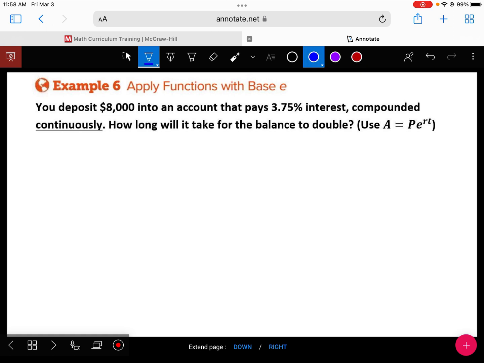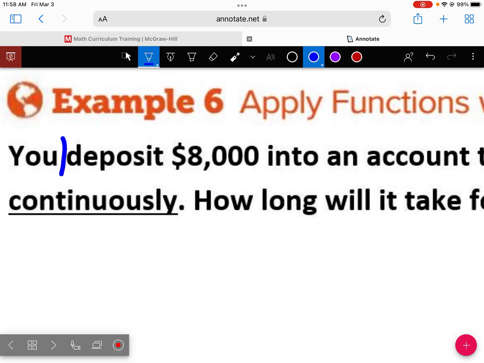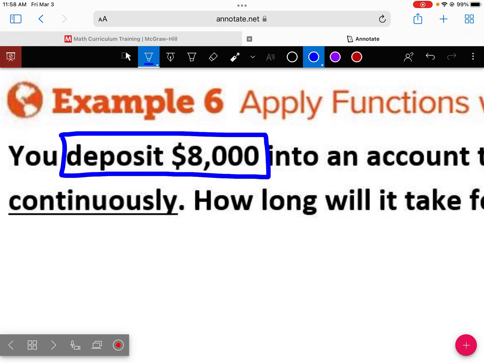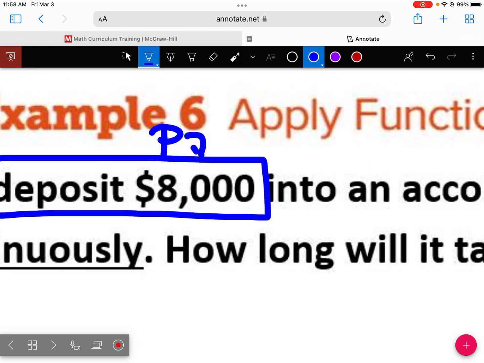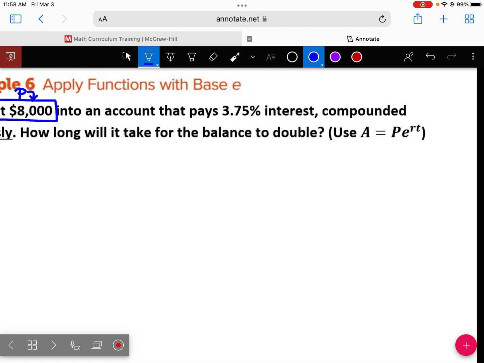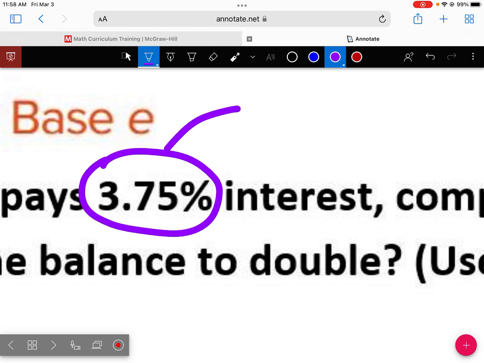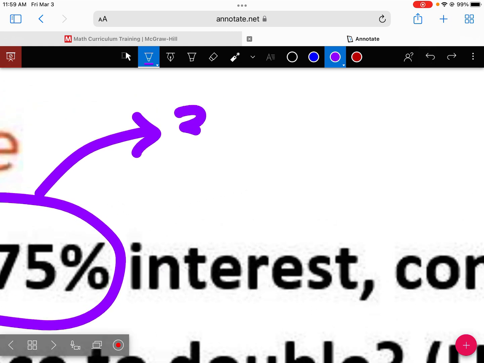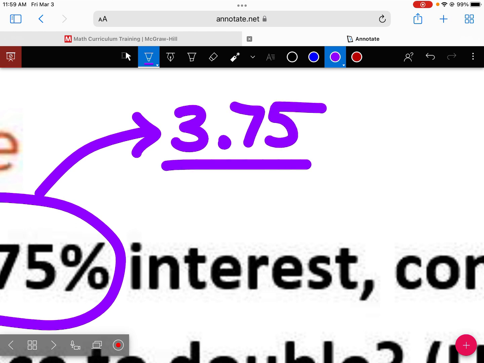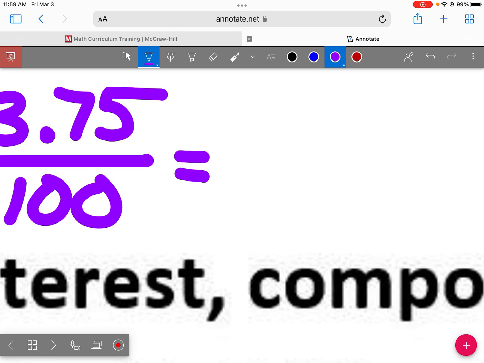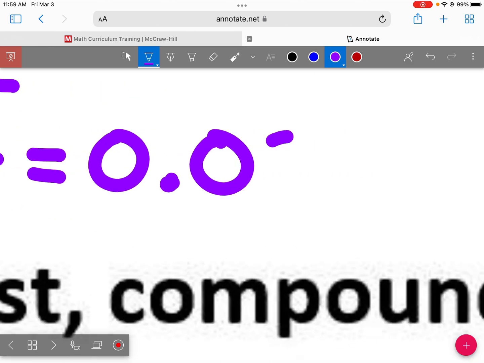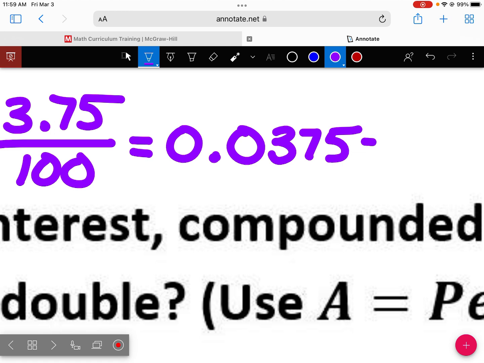What would we put in for P? 8,000. So here's P. What would we put in for R? The percent. What do I have to do to it when it's got a percent sign on it like that? Divide it by 100, only when it has a percent sign on it. So 3.75 would be 0.0375. That's what we're going to use for R.